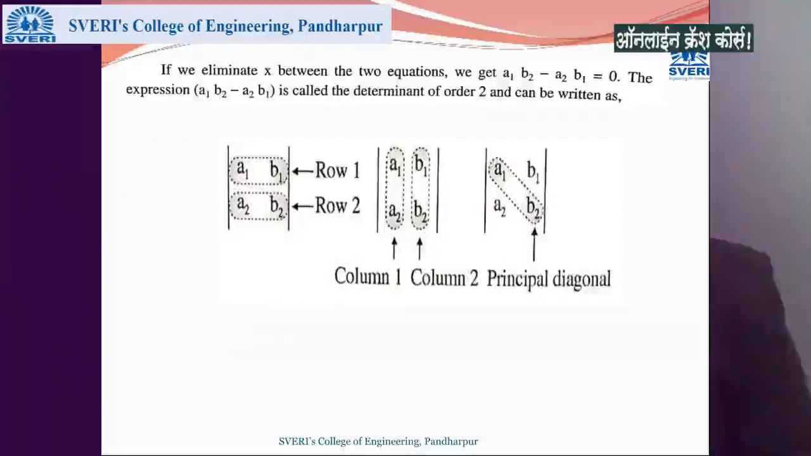Whenever we take the determinant of this, we take the cross multiplication of these elements. So a1 into b2 minus a2 into b1 is equal to 0. This is called the determinant of that particular matrix. Here a1 and b2 are known as the principal diagonal.